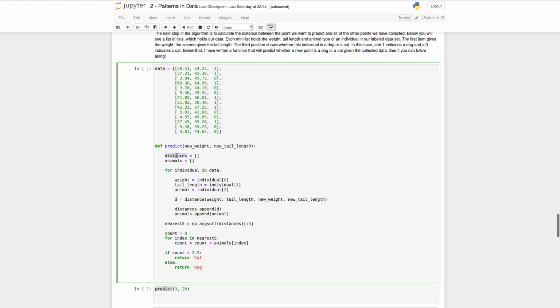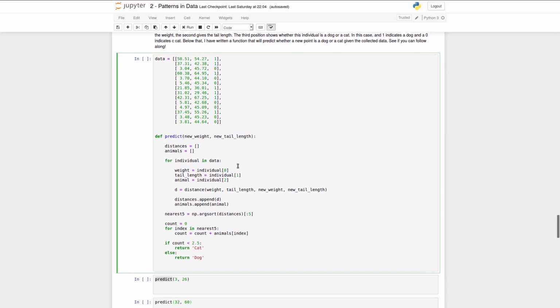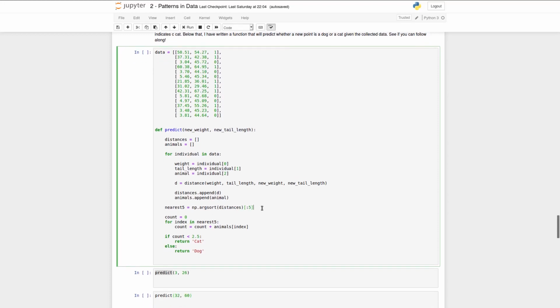And our distances is going to be the distance between this new point, with a new weight and a new tail length, and each one of these. So we're going to have a distance for each one of these as well. Great. Now what we're doing here is nearest 5 is going to be np.argsort of the distances. This is a new function, you won't have seen this before.